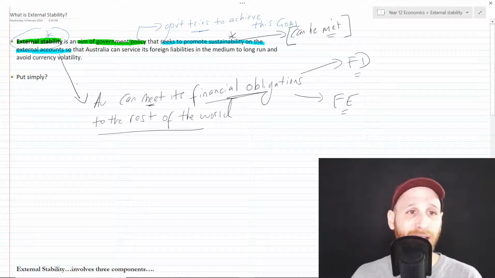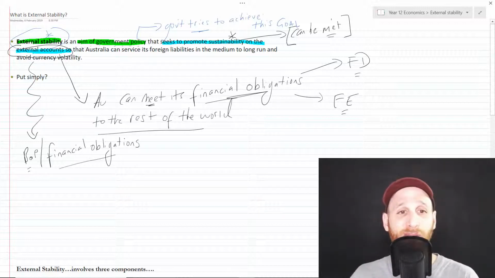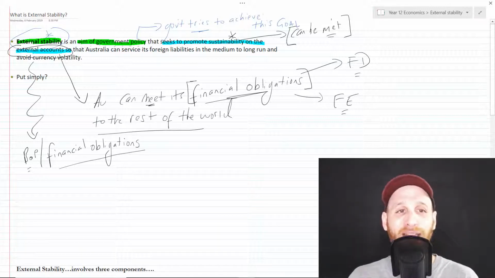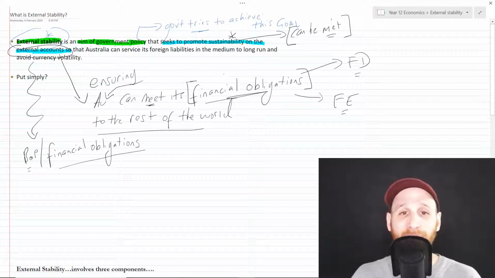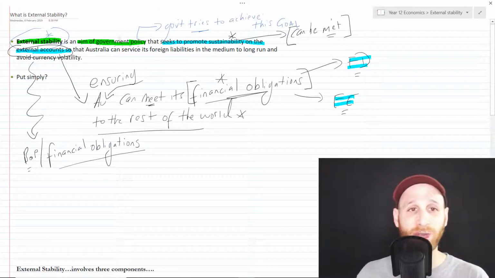And external accounts is just looking at Australia's relationship with other countries. So external accounts, things like that are recorded in the balance of payments, this idea of foreign obligations. So this foreign obligations is coming up quite a bit here. So what we can say is external stability, which the government tries to achieve, is all about ensuring Australia can meet its financial obligations to the rest of the world with a focus on foreign debt and foreign equity.